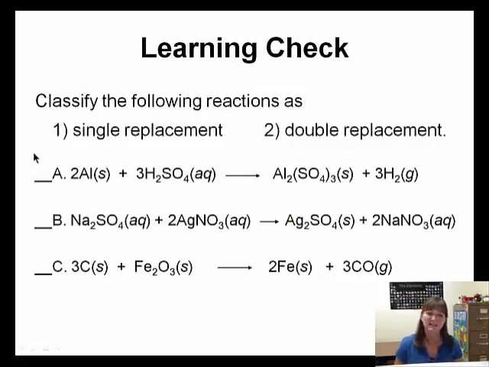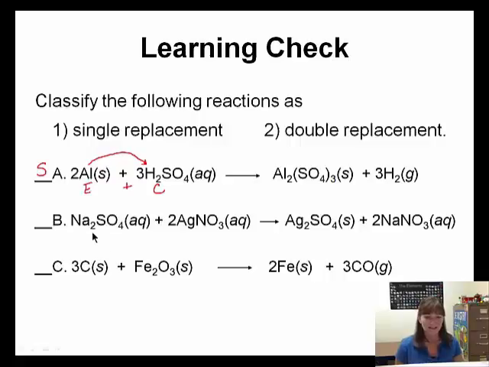Okay, learning check. Classify the following reactions as either a single replacement or a double replacement. So I'd put an S or a D to the left of the letter. See how you do. In this first one, I see an element reacting with a compound. So that is a giveaway that we're doing a single replacement. And in this case, it is the metal that's going to replace. We're going to think of the hydrogen as the metal.